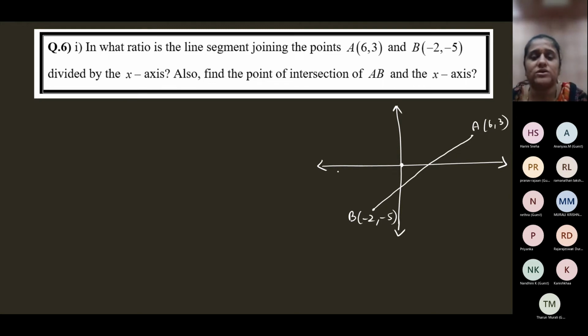In what ratio does the x-axis intersect AB here? You should find the ratio in which AB is divided by the x-axis. That means this point P is given by the address x, 0, because any point on the x-axis, y is 0.